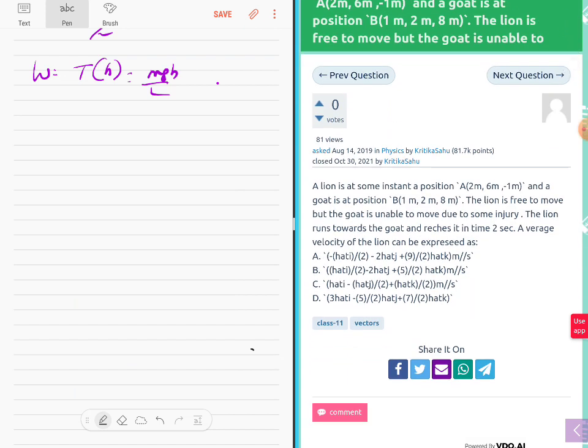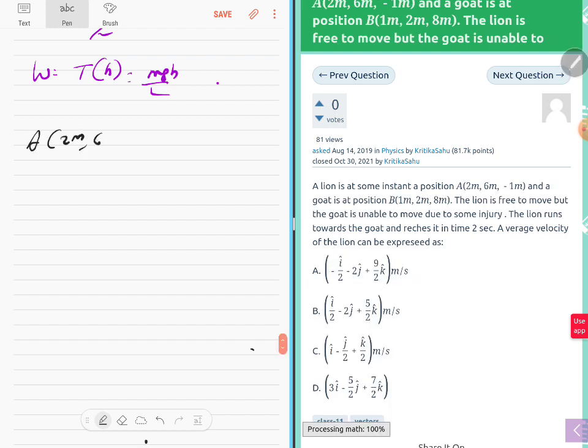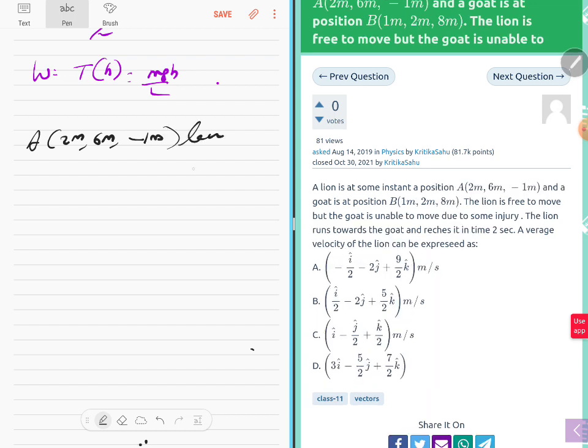A lion is at some instant at position A equal to 2i, 6j, minus 1k meters, and a goat, whose position vector is at B, which is 1i, 2j and 8k meters. The lion is free to move, but the goat is unable to move due to some injury, so it is restricted. The lion runs towards the goat and reaches it in time 2 seconds. The average velocity of the lion can be expressed as.